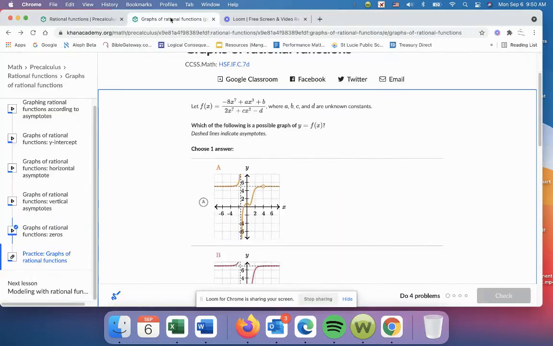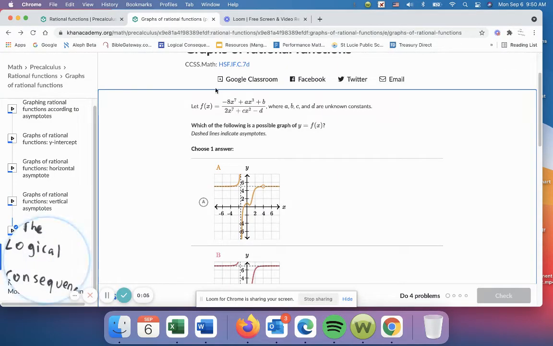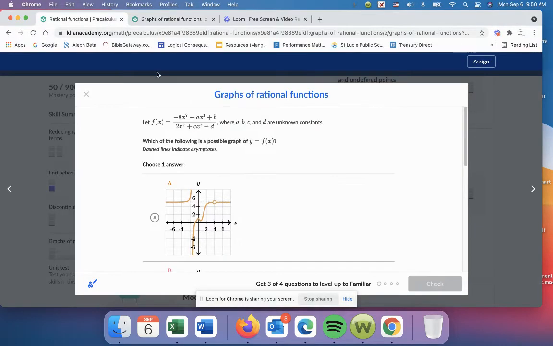Alright guys, let's look at graphs of rational functions. And I just want to show you something.